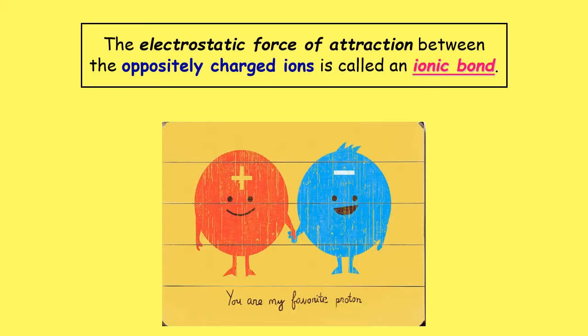Now, this is really important. We need to know the definition of an ionic bond. So I would spend some time on this slide making sure that you remember this exact statement. An ionic bond is the electrostatic force of attraction between oppositely charged ions.